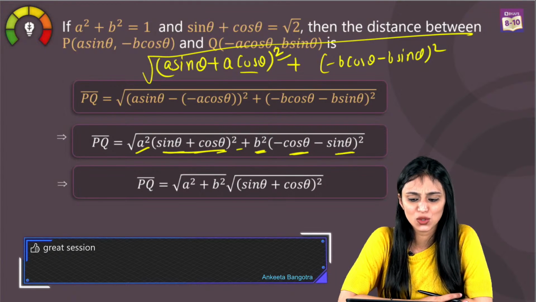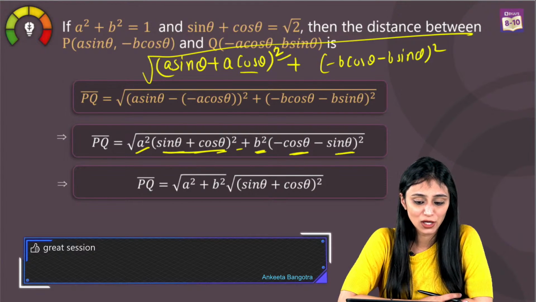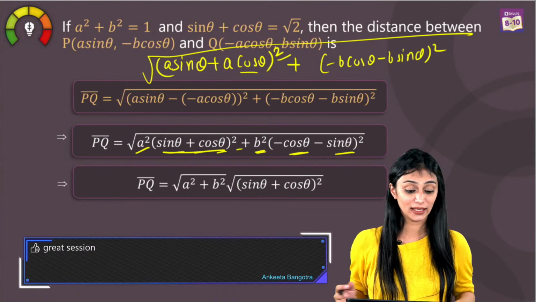Aman says, ma'am, it is so interesting session. Thank you, Aman. Akshat, ma'am, super session. Great. I'm glad that you're liking it.